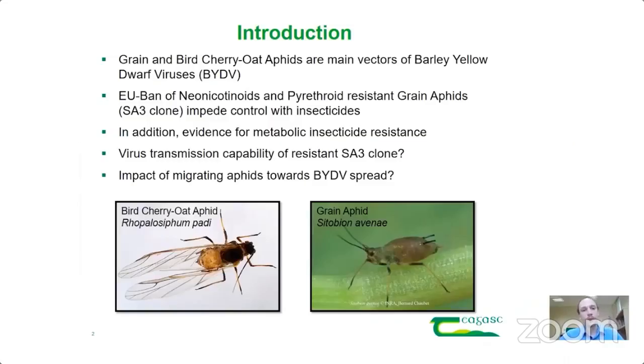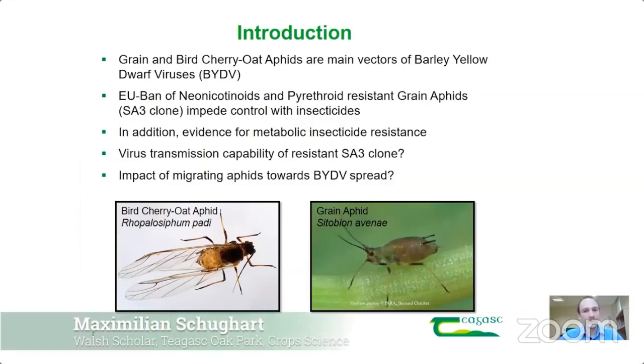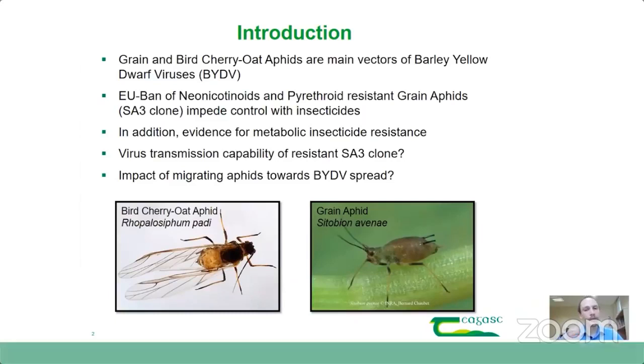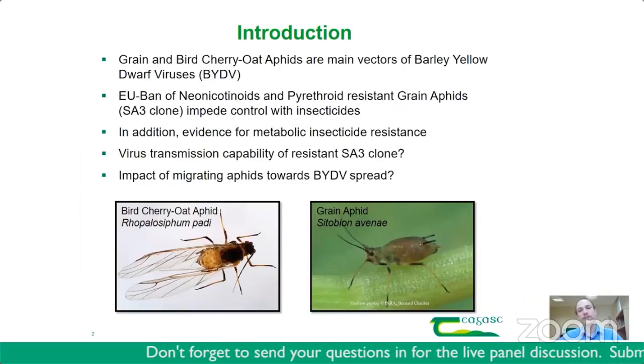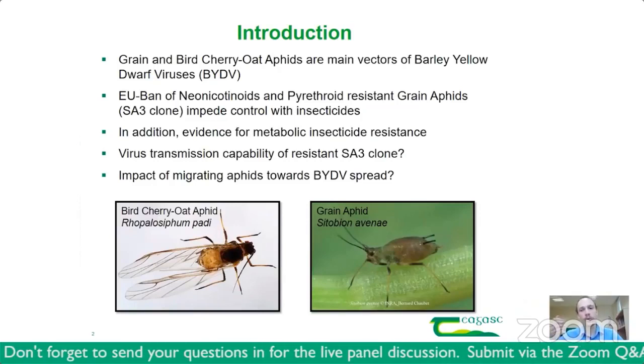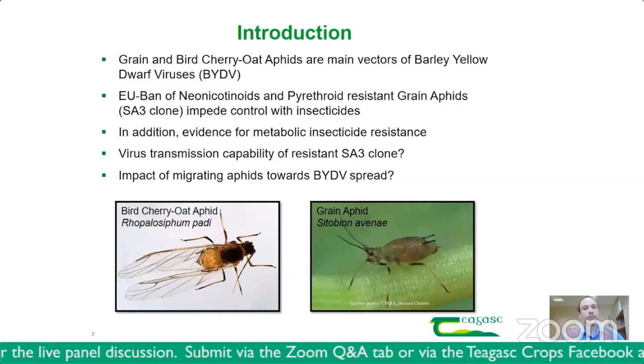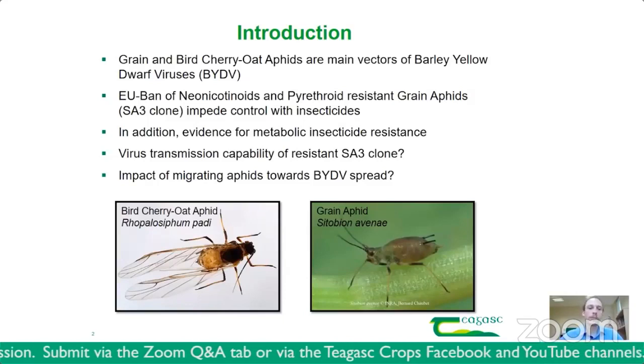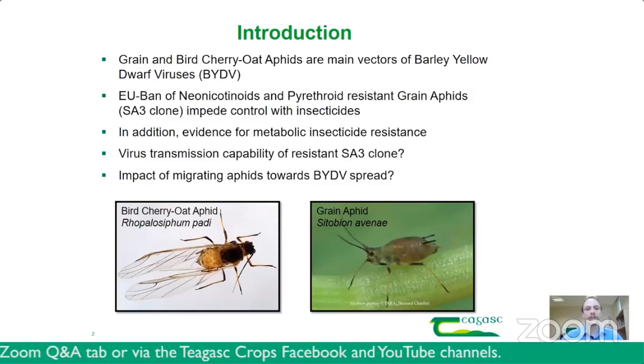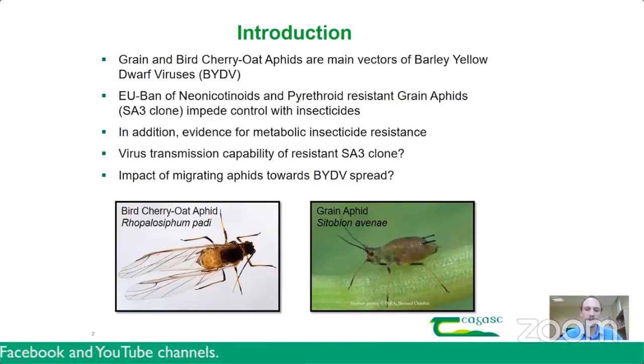The grain and the birch cherry oat aphids are both main vectors of the barley yellow dwarf viruses. Both the EU ban of neonicotinoids and pyrethroid-resistant grain aphids, which we call the SA3 clone, impede control with insecticides as well. In addition to that, we have evidence for metabolic insecticide resistance, which might challenge BYDV control in the future. My research is about the virus transmission capability of the resistant SA3 clone, which is currently unknown, but also on the impact of migrating aphids on BYDV spread, where we don't know a lot at all.